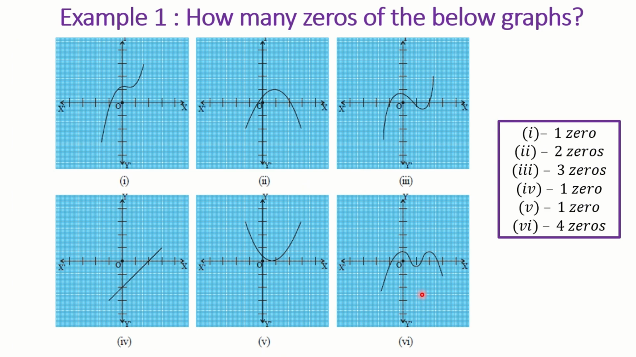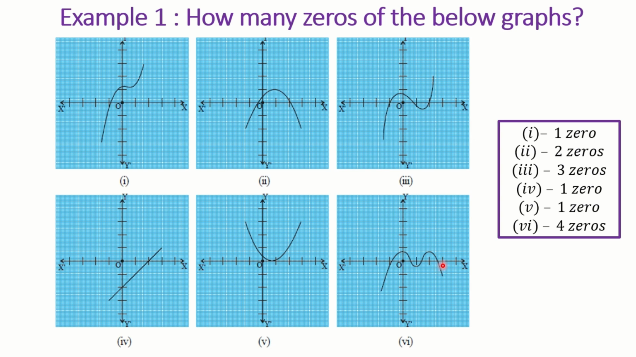How many zeros do the below graphs have? Take the first one here. There's only one crossing with the x-axis. So one zero. Two zeros here and here. Three zeros, 1, 2, 3. This has only one zero, linear. Bell curve, but one zero. I don't know what curve this is, but it has 1, 2, 3, 4. Mostly power 4, a polynomial of degree 4. So it has four zeros.